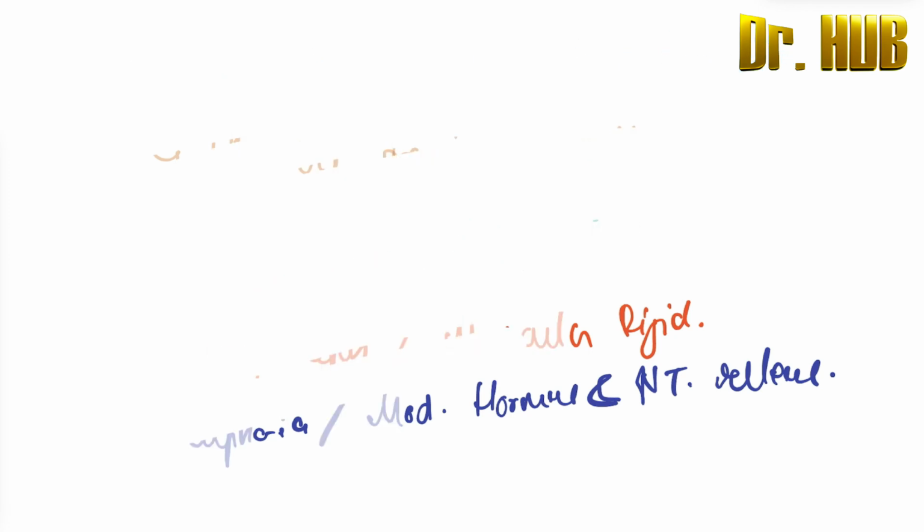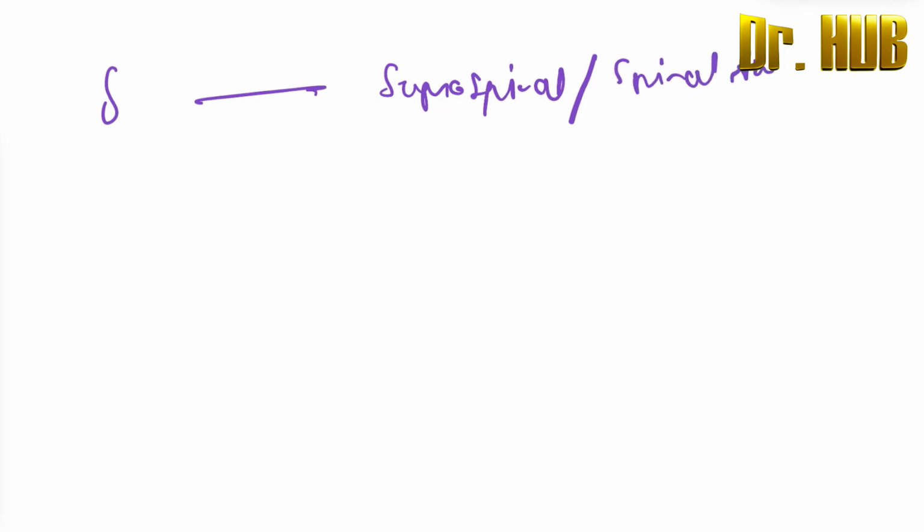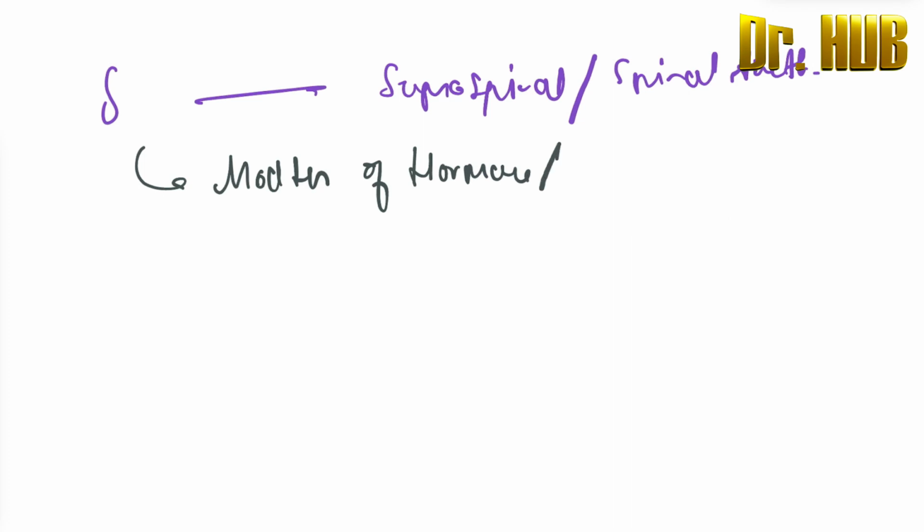Next, we look at the delta. So delta receptors, there is supraspinal as well as the spinal anesthesia. Next will be the modulation of the hormone and the neurotransmitter release. NT release, that is neurotransmitter and its release.